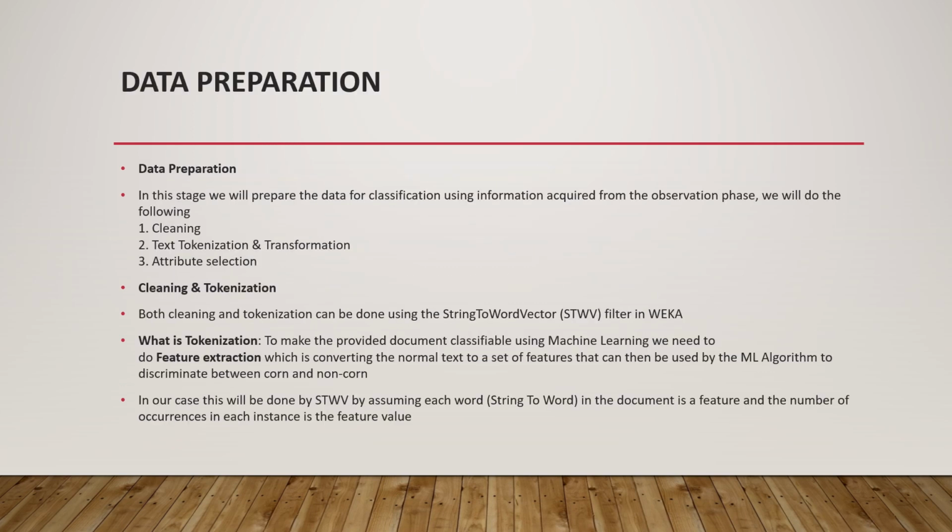And next we go for the data preparation. The data preparation phase is the main phase in which we prepare the data for the classification using information acquired from the observation phase. We will do the following steps for the data preparation. First, we will clean the data, and next text tokenization is done for each word, and then the transformation takes place. And the third step is attribute selection, in which we select the attributes for the classification.